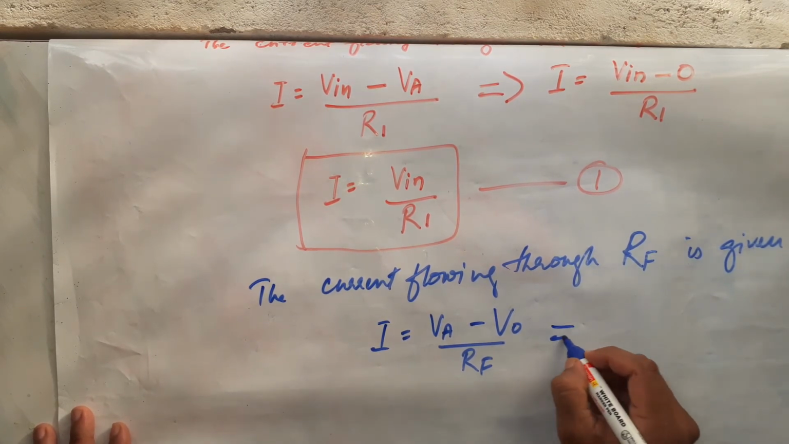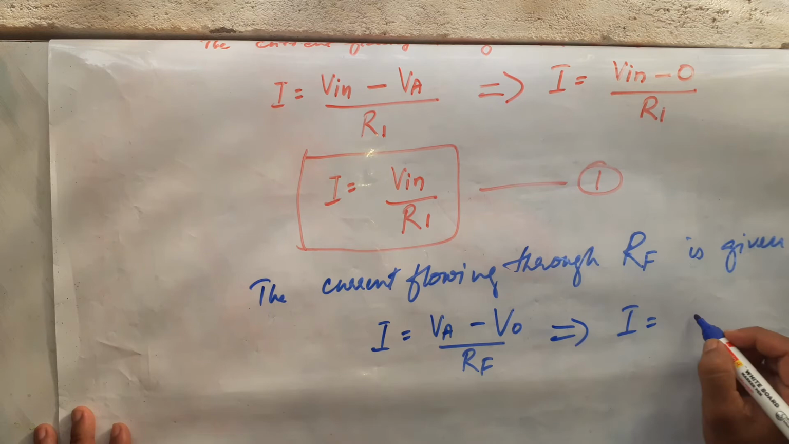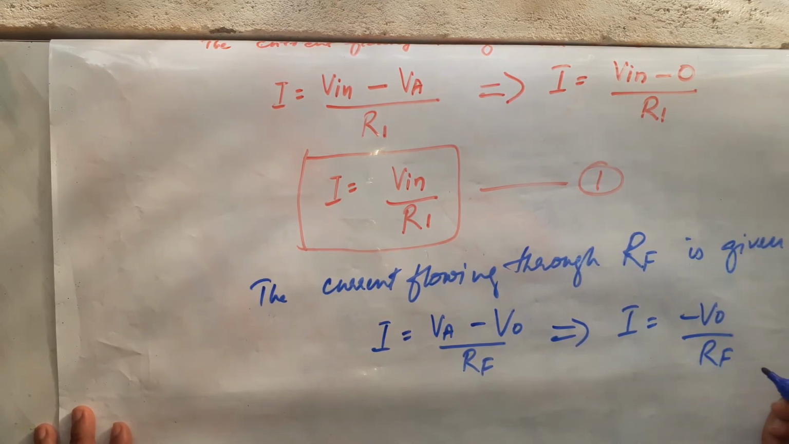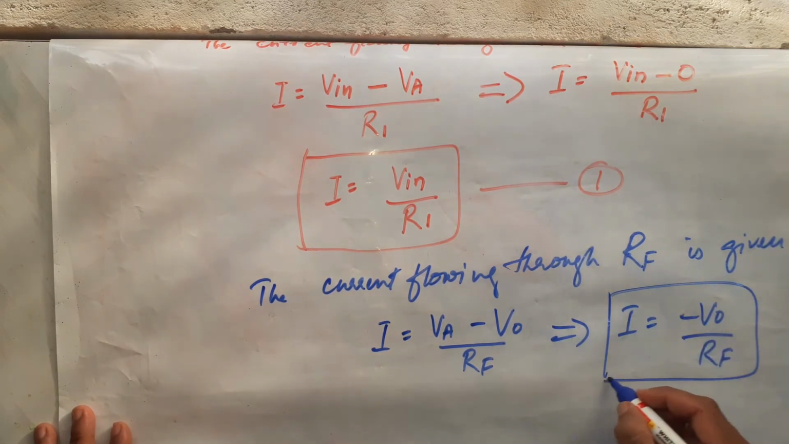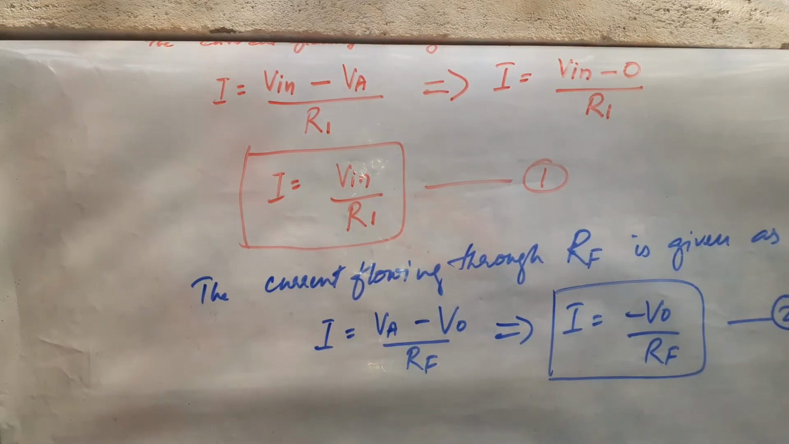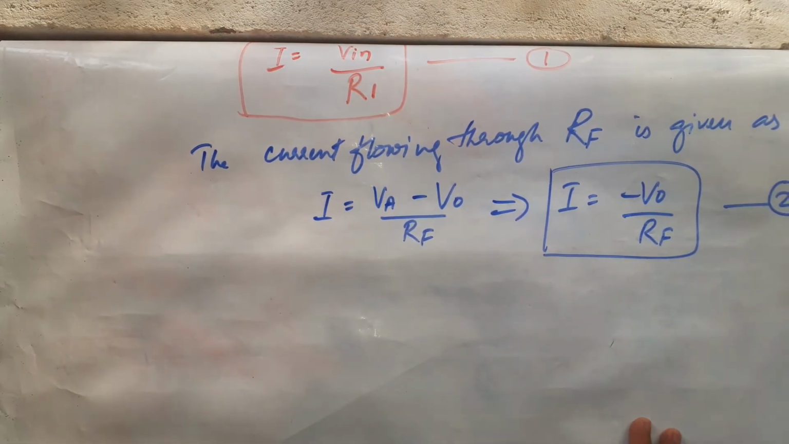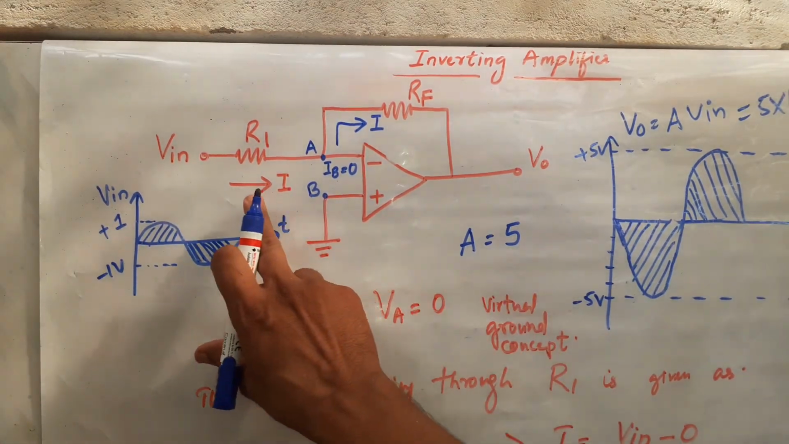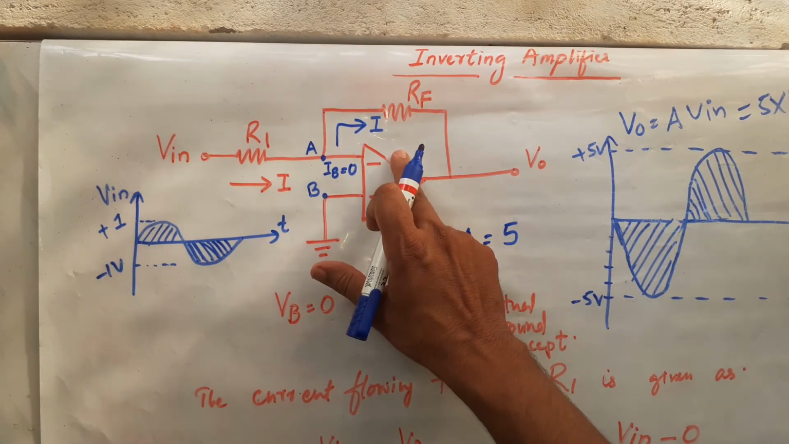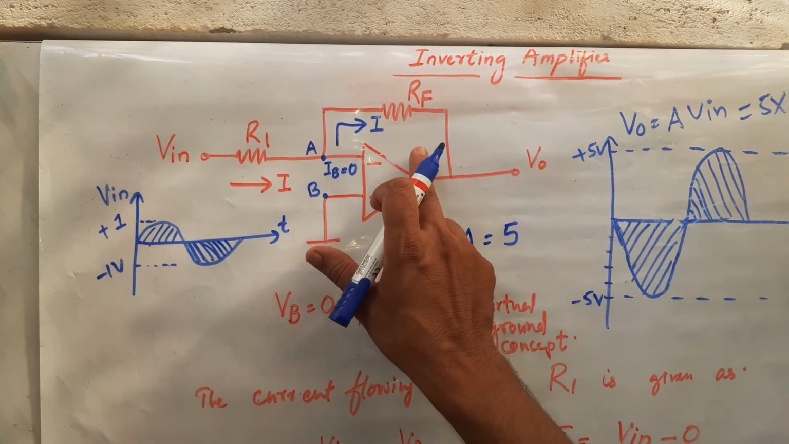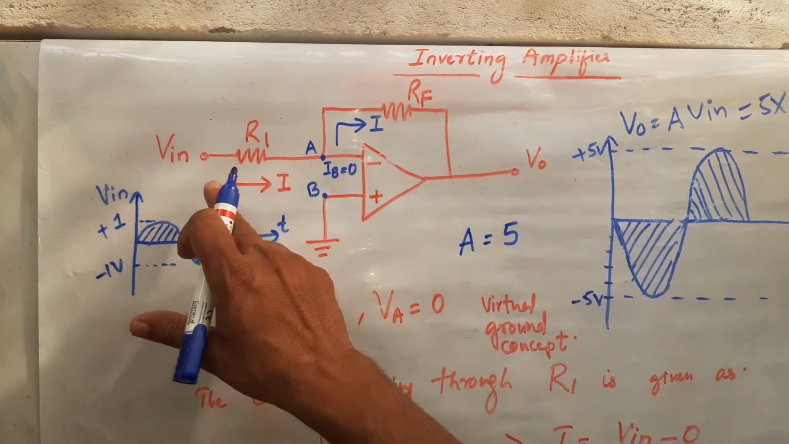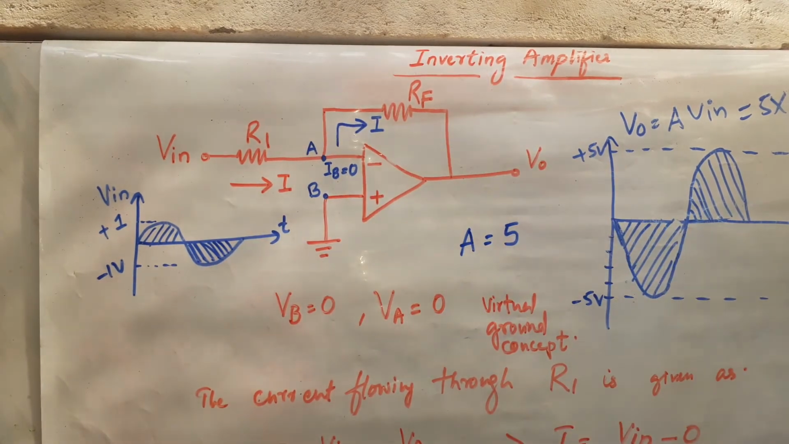Now we know that VA is 0, so we have minus V0 by RF, right? Keep this as your equation 2. Now, did you observe one thing here? The current flowing through R1 and the current flowing through RF, what is that? I. So I is common. I is the current flowing through R1 as well as RF, meaning the entire current from V in is flowing through R1 as well as RF, right?